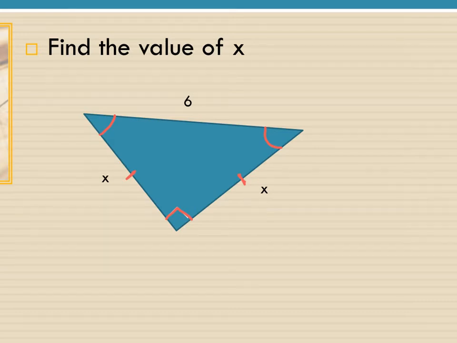Now that we know it's 45, 45, 90, what are we doing? You divide 6 by the square root of 2. Good. We're going to take 6 divided by the square root of 2, because remember, we're going from the hypotenuse back to the leg. But what is wrong with this answer right here?